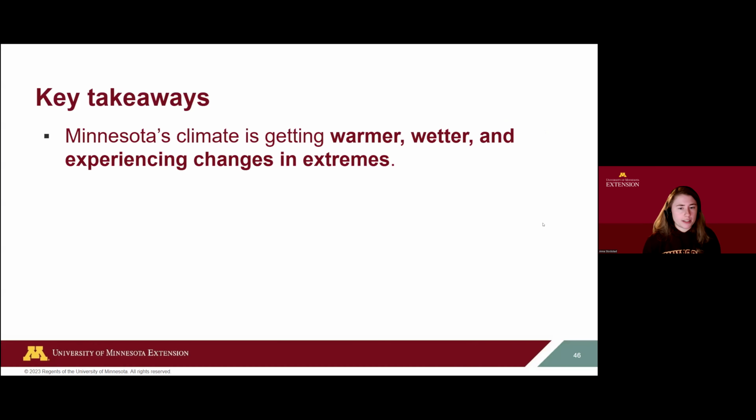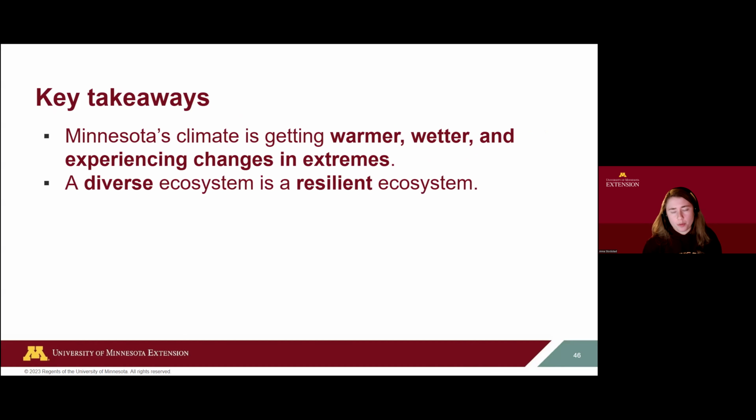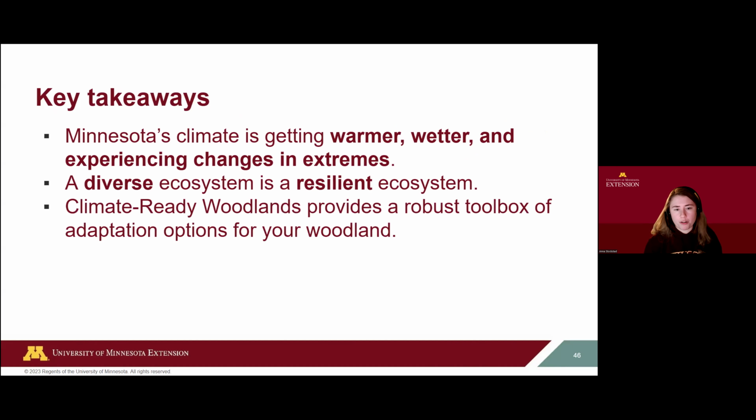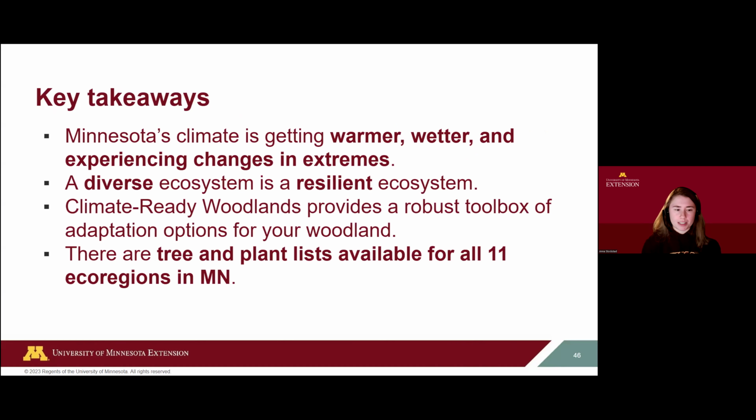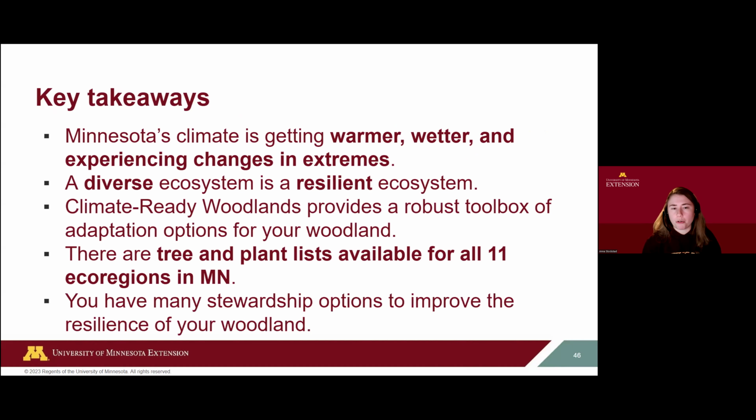So now in terms of key takeaways, like I talked about, our climate is getting warmer, wetter, and experiencing these changes in extremes. Promoting biodiversity is essential for creating a resilient ecosystem. That Climate Ready Woodlands program is a toolbox to help you select species based off of your goals. And we have these lists for all 11 ecoregions. And you have a whole lot of options in your toolbox to choose from. So I encourage you to experiment and tinker in your woods.